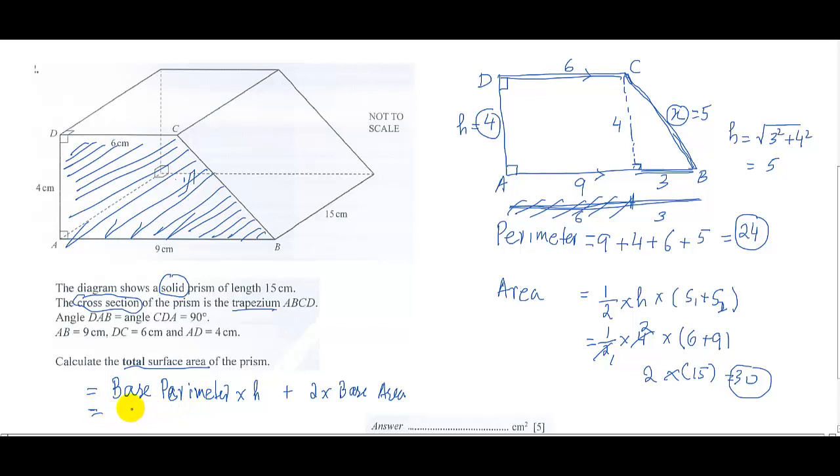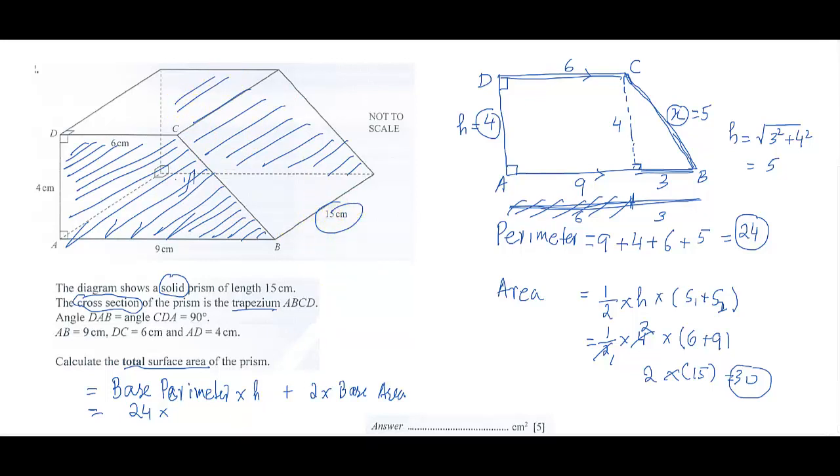So base perimeter is 24 into height, the height of the prism. The height of the prism is the length between the first base and the last base. This is the last base, and the distance between them is 15. So height is 15, plus 2 times base area. Area is 30. So just simplify these two values. Okay, so what's the answer? It is 360 plus 60, 420. So the total surface area is 420 centimeters squared.